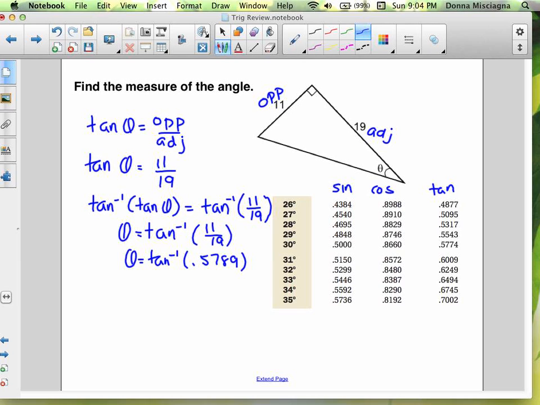So now 0.5789. Gee, that's pretty close to 0.5774. So that means theta is about 30 degrees. So this was with the table. Let's now find the calculator. Let's use the calculator and see what we get.